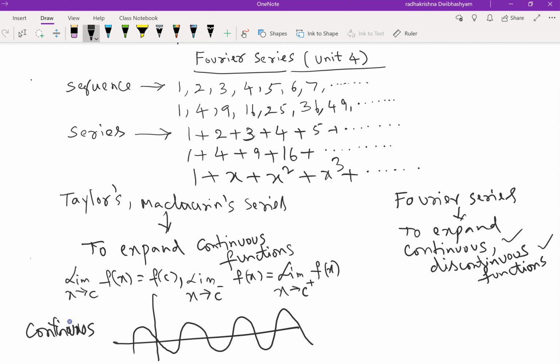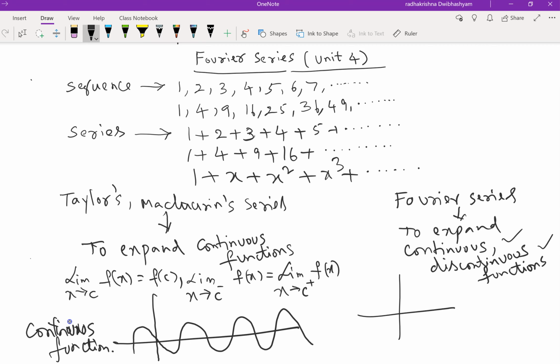Continuous function. So here, discontinuous functions, you even studied these discontinuities in 11th standard. Fourier series is applicable to both continuous functions as well as discontinuous functions. Continuous function we have already seen, this is a continuous function. Discontinuous functions means there are three types of discontinuities.